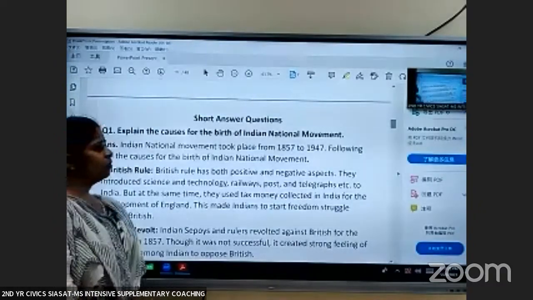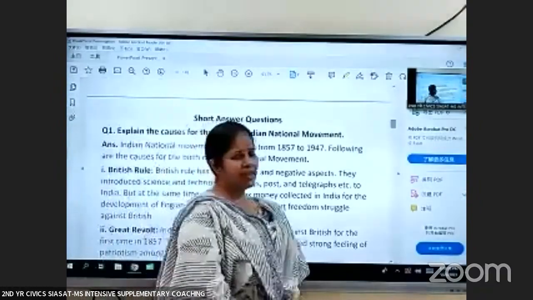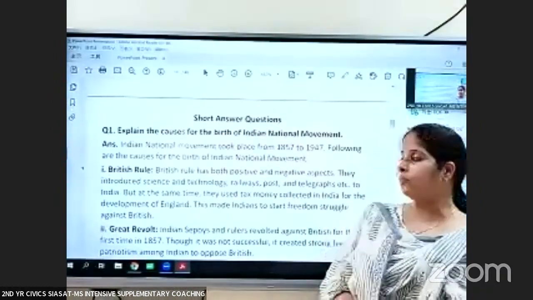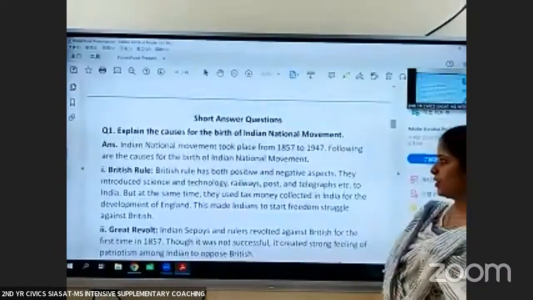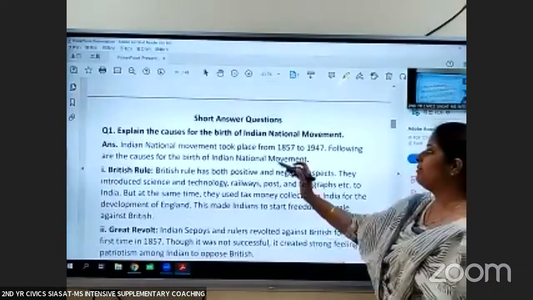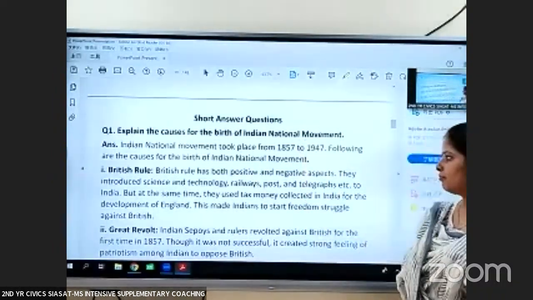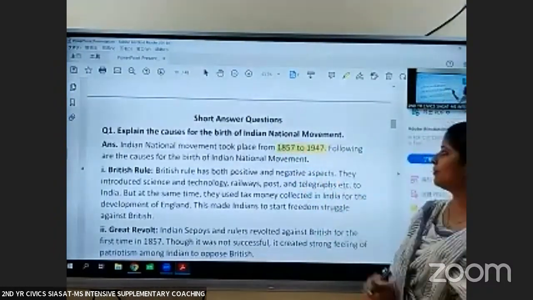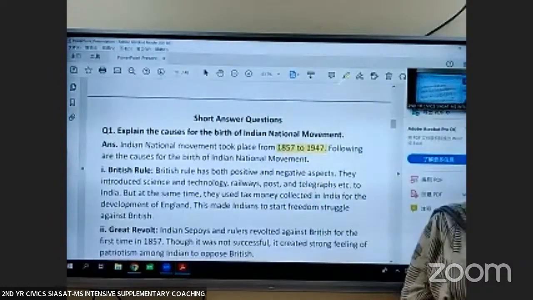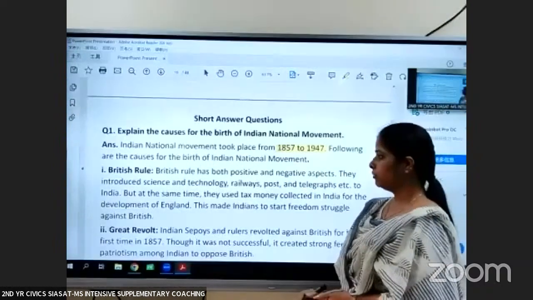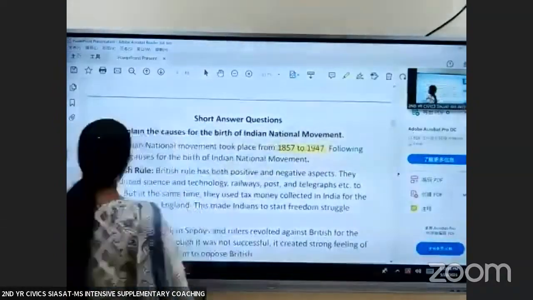So we all know that Britishers were ruling India before 1947. So what happened? Why did we revolt against the British and demand independence? What are the causes for the birth of the Indian national movement? If we see the Indian national movement, it took place from 1857 to 1947. Okay, so there are various reasons, various causes.